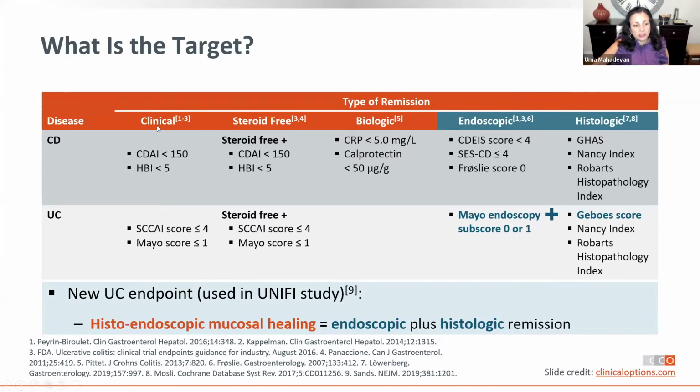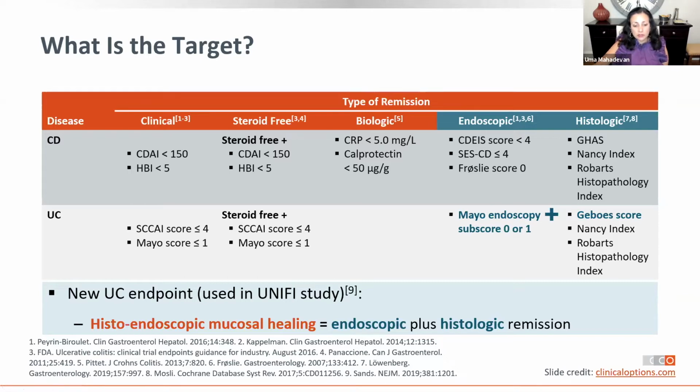In the past, we just used clinical targets, so symptom scores for Crohn's disease and ulcerative colitis. And then we wanted them to be symptom-free and steroid-free. So that was the next hurdle. Then once we had better and better therapies, we wanted biomarker remission. So we wanted a normal CRP and a normal calprotectin. But that still wasn't capturing a lot of these patients, and we went on to endoscopic response. So for Crohn's disease, the CDEIS or SES-CD score; for ulcerative colitis, a Mayo endoscopy subscore of 0 or 1.